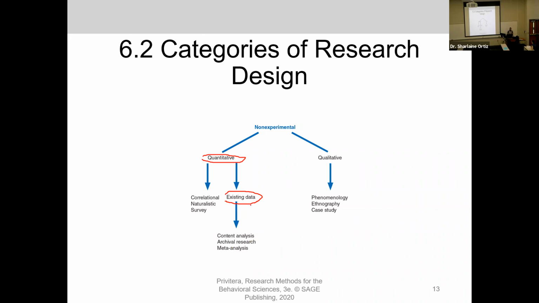With existing data, as the term suggests, I have that information available to me already. So I can do a content analysis. I can look into archives and conduct research into information that's already available to me, for example in a library search, or I can conduct a meta-analysis. And meta, as it suggests, is pretty meta. What does that mean?